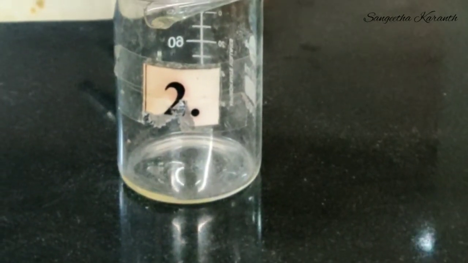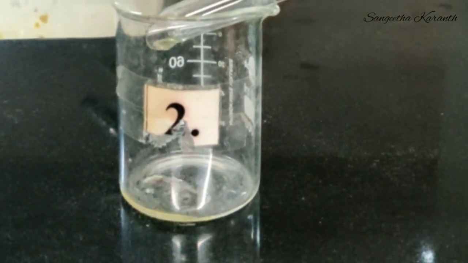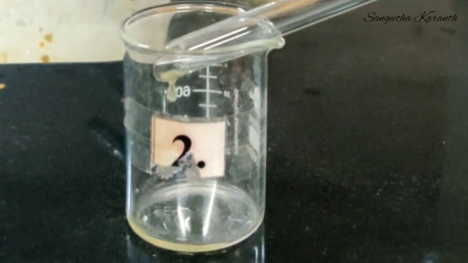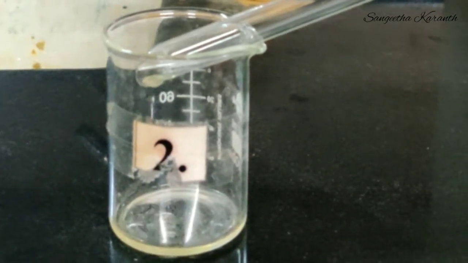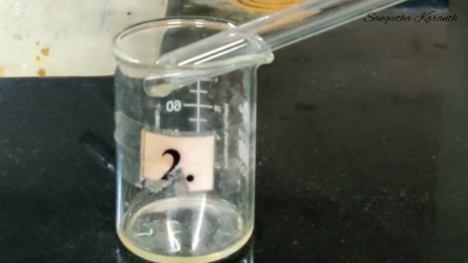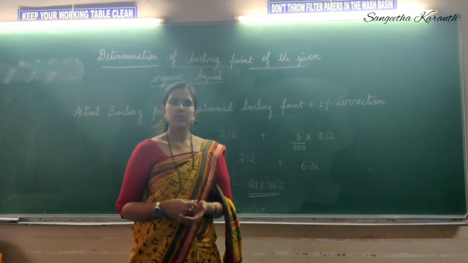Here you can observe that the liquid has passed from the condenser and is getting collected in the beaker. At this point we need to identify the constant temperature shown by the thermometer. The temperature noted on the thermometer is 212 degrees Celsius, which is a constant temperature at which this liquid is boiling, the vapors are passing through the condenser and the pure liquid is getting collected in the beaker. This constant temperature is referred to as the boiling point of this given liquid. So we are done with the experimental determination of boiling point.